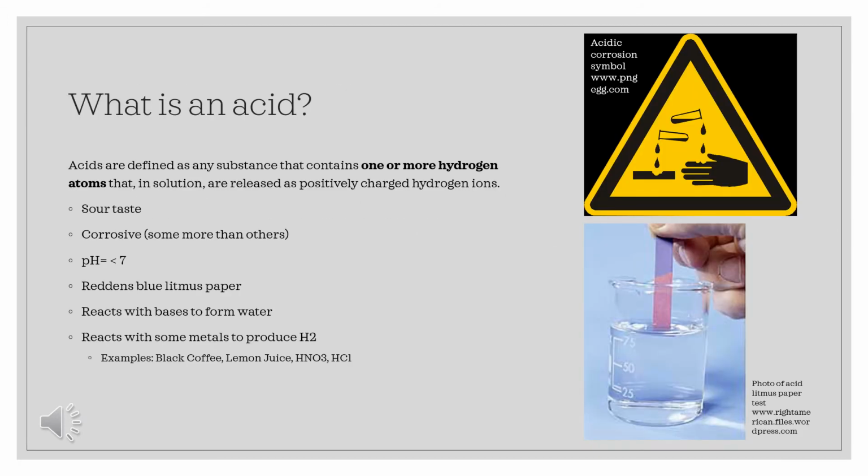So, what is an acid, you may ask? An acid is defined as any substance that contains one or more hydrogen atoms that, in a solution, are released as positively charged hydrogen ions.